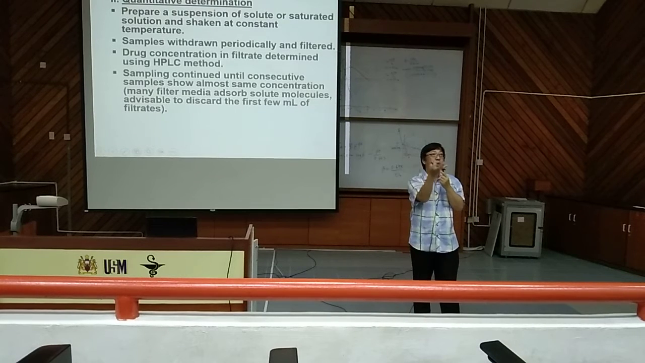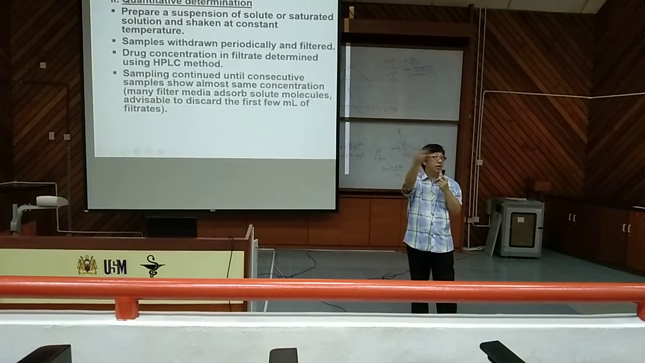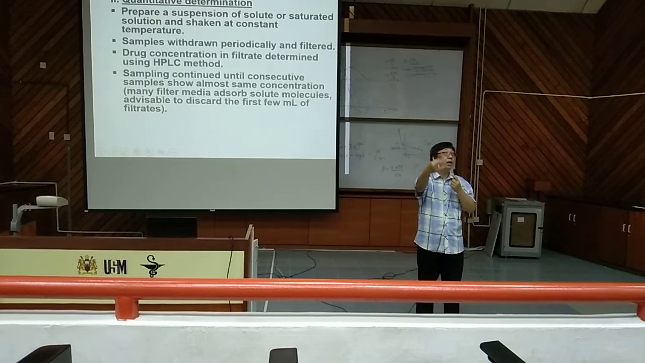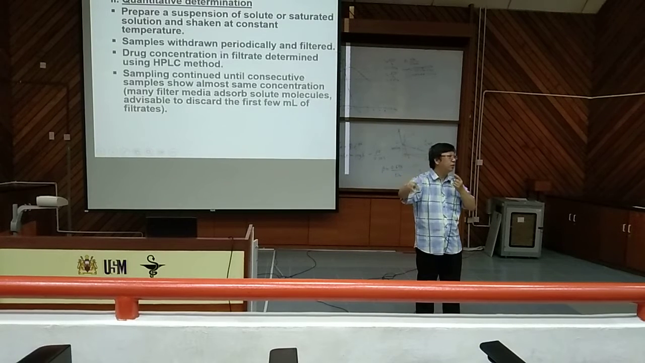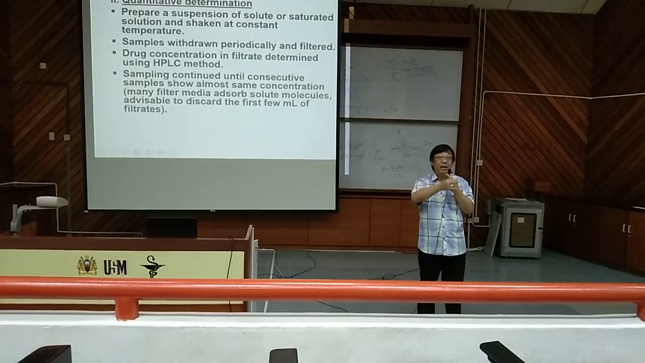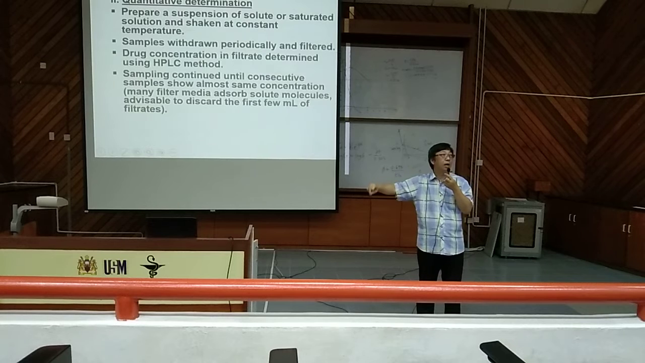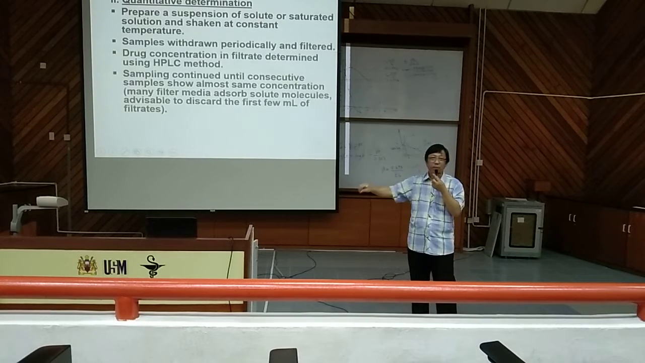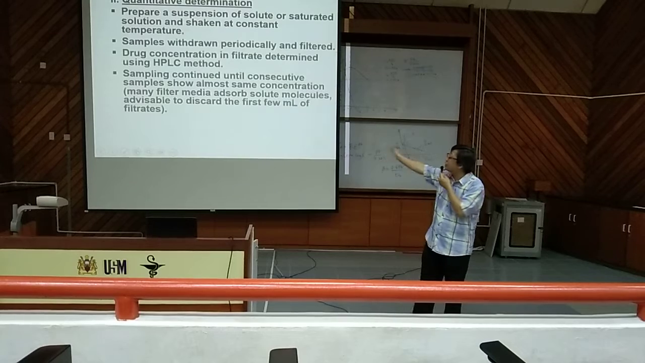So what you do is you prepare a flask with 100 ml and add until saturation. Then you put it inside a water bath shaker. You know what a water bath is, right? So you set the temperature, maybe at 37. This kind of water bath has a shaking mechanism, so you set the rotation per minute, how many shakes per minute. You shake like this, right? Then you just leave that.